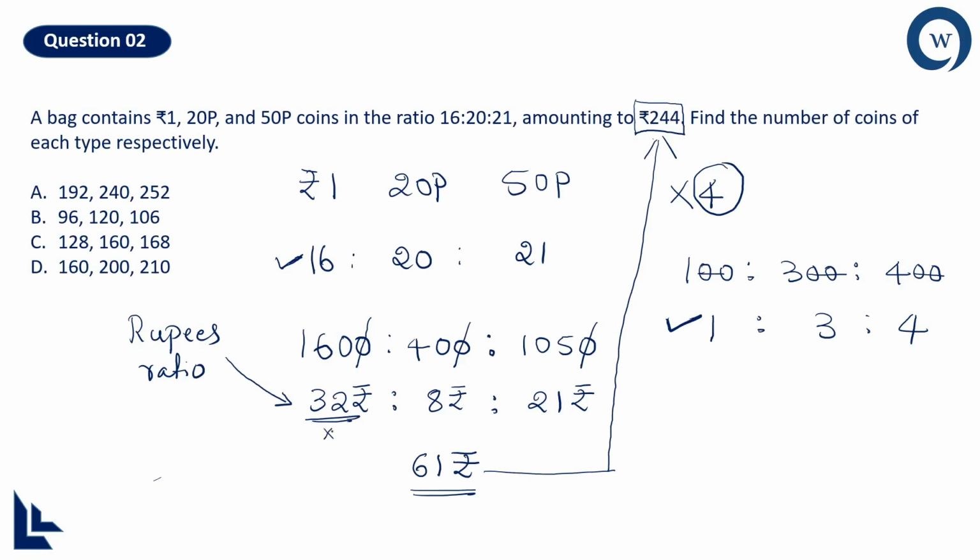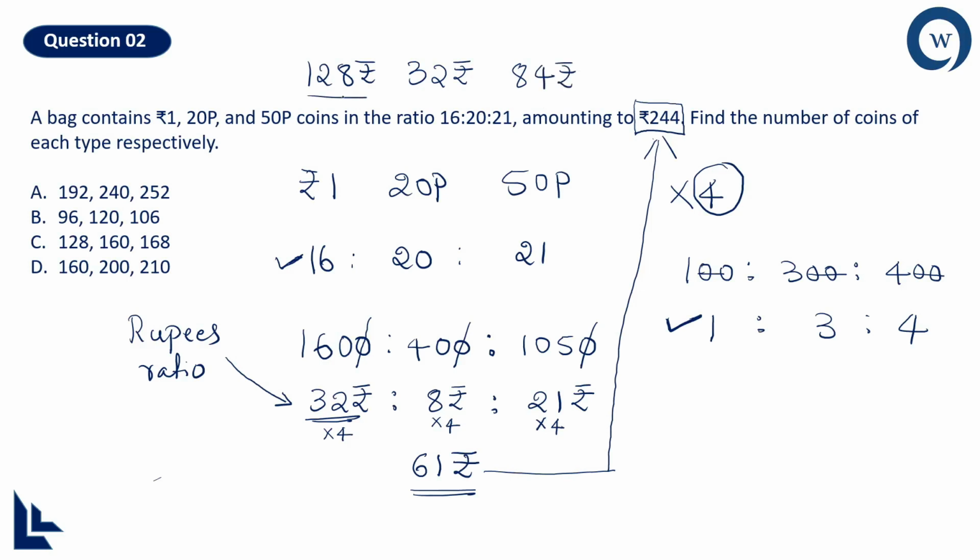It is 32 multiplied by 4. 8 is not correct. It is 8 multiplied by 4. 21 is not correct. It is 21 multiplied by 4. Then the total amount contributed by each denomination will become: for the 1 rupee coin, 32 into 4, which is 128. The total amount contributed by 20 paisa coins will be 8 into 4, which is 32. And lastly, the total amount contributed by 50 paisa coins will be 84 rupees.